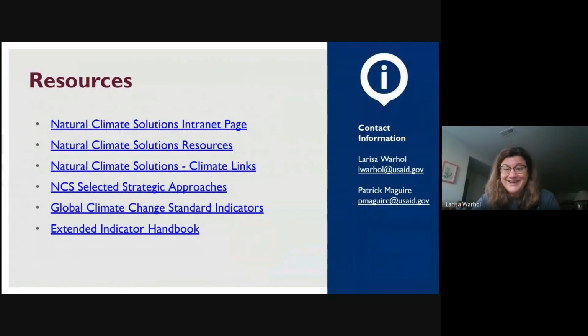So finally, this is pretty much it for us today, but we did want to share some different resources. Some of these are just some basic resources about natural climate solutions and our division. We do have specific links to both the Global Climate Change Standard Indicators as well as the Extended Indicator Handbook that we've referenced several times throughout.